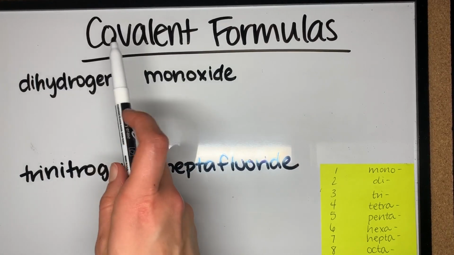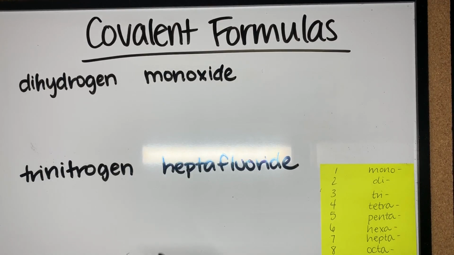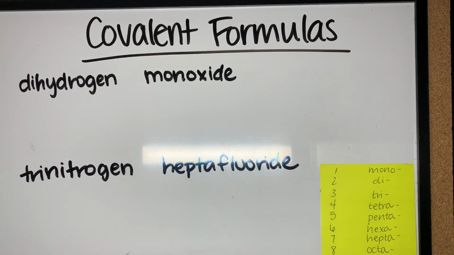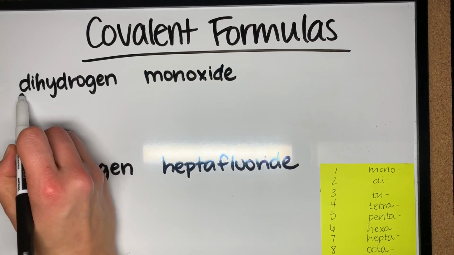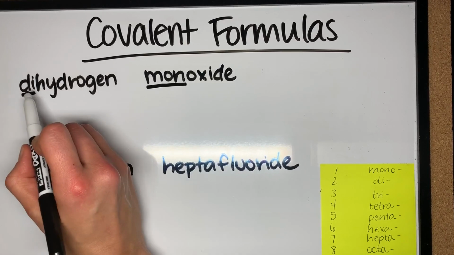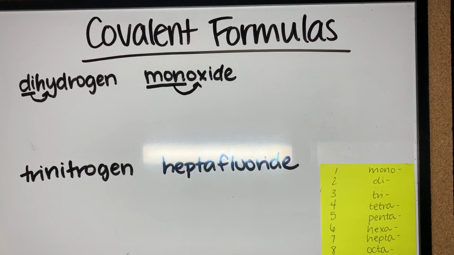Okay, we are going to now focus on writing formulas for covalent compounds. So we are going to take the name for a covalent compound and turn it into a formula. Notice how I still am going to need this prefix chart. If you have these memorized, you might not need this, but I'm going to keep it here just in case. So we look at the first one, dihydrogen monoxide. The prefix that is attached to each part of this name is going to tell you how many of that element there are in the formula.